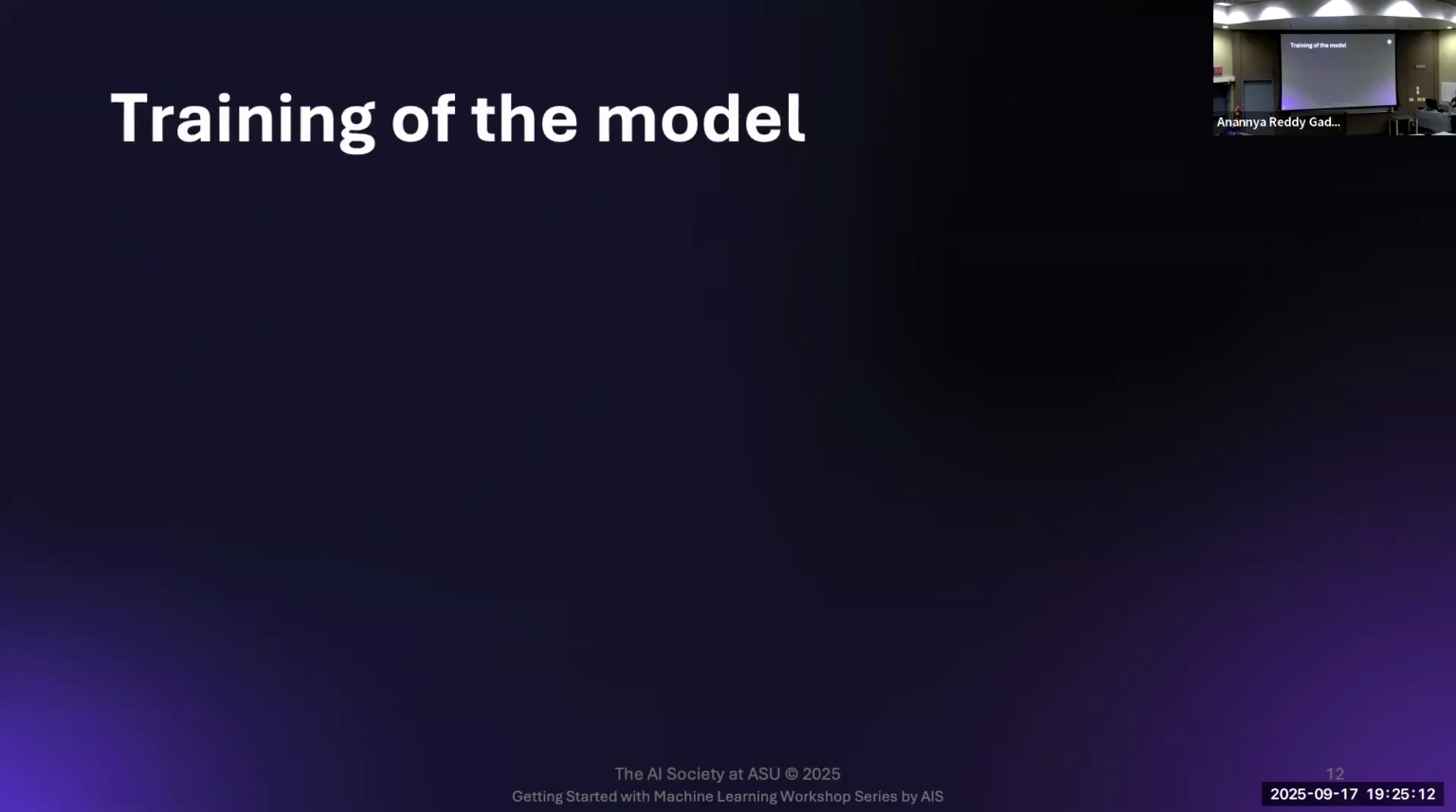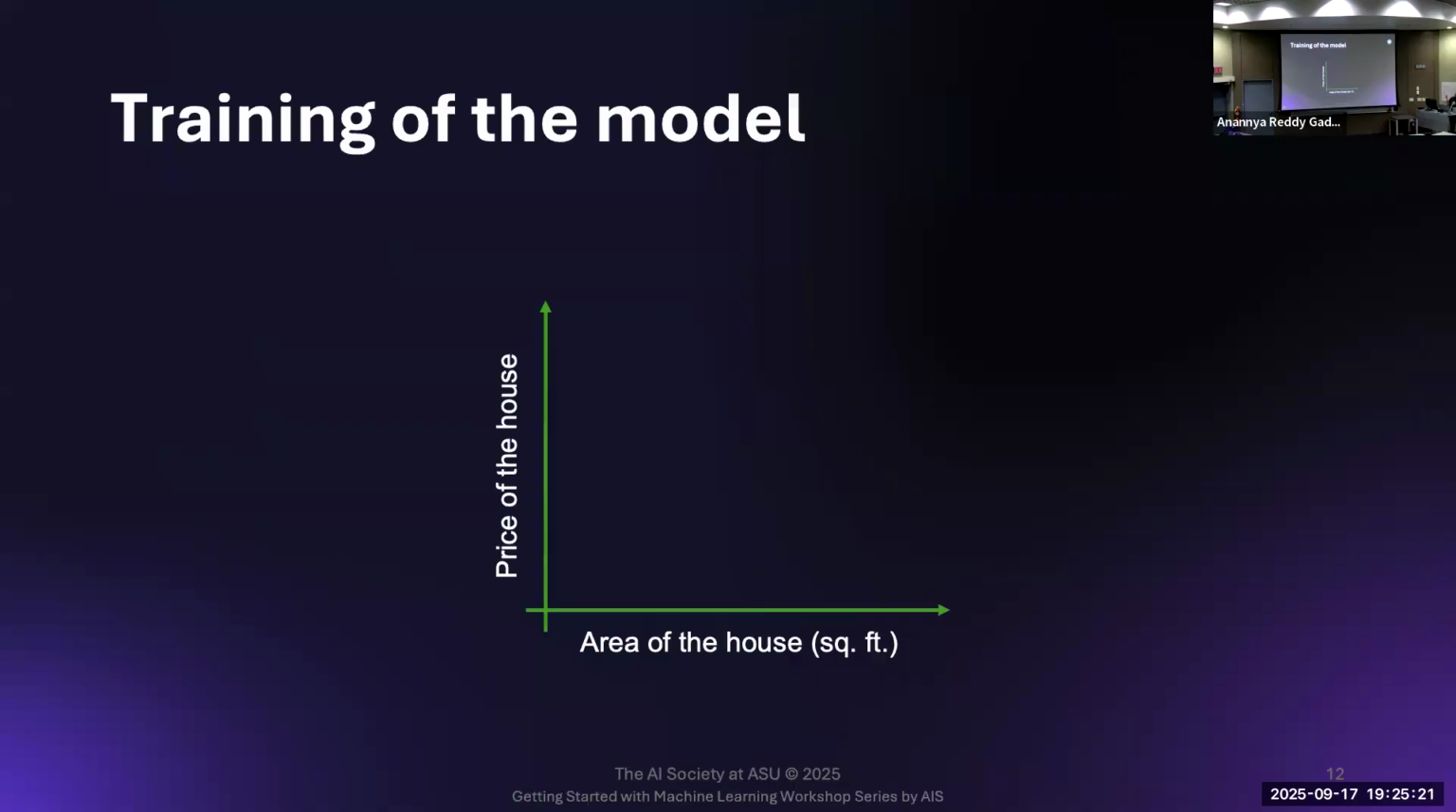So how are we going to train the model? We'll see it visually. Again, x-axis is the area of the house in square feet, and y-axis is the price of the house in dollars. So these are our data points, all the pink dots. Okay, so let's assume this is the best fit line that our AI model predicted first.